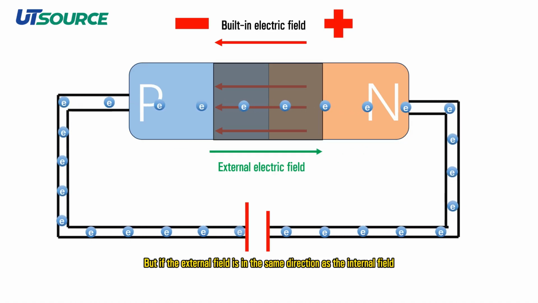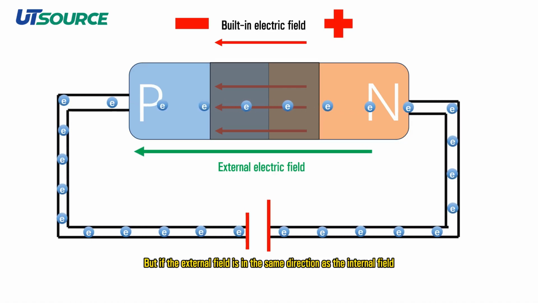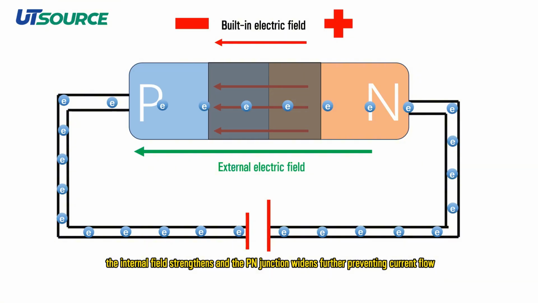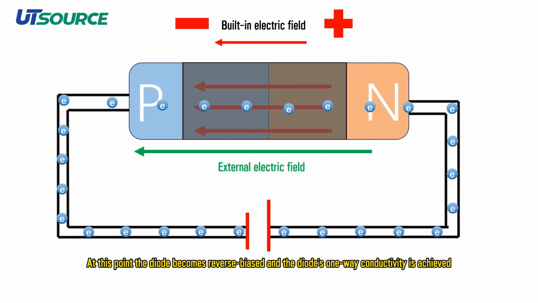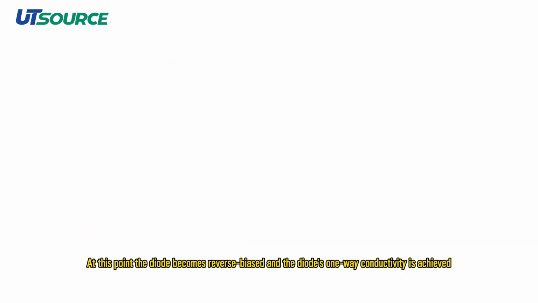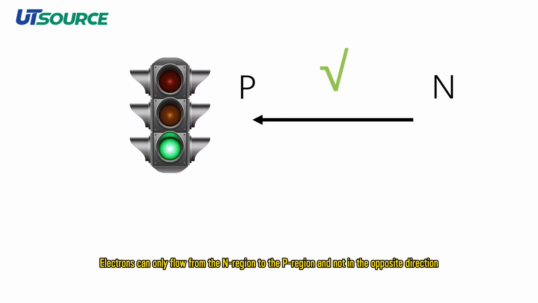But if the external field is in the same direction as the internal field, it strengthens the internal field and the P-N junction widens further, preventing current flow. At this point, the diode becomes reverse biased and the diode's one-way conductivity is achieved. Electrons can only flow from the N region to the P region and not in the opposite direction.